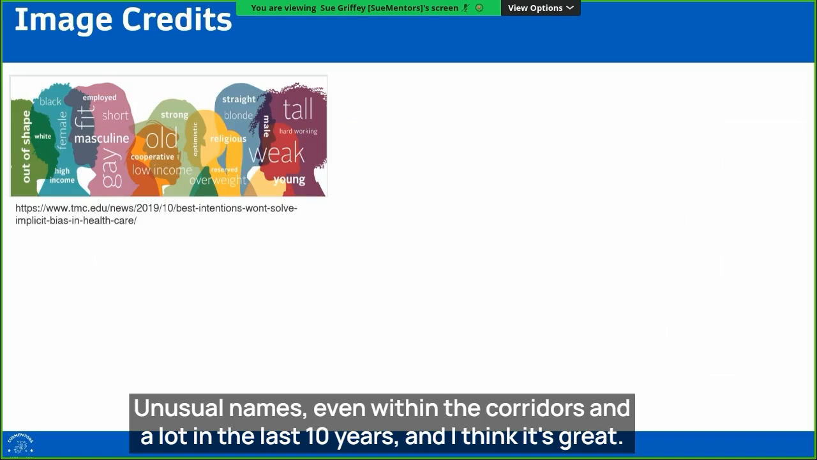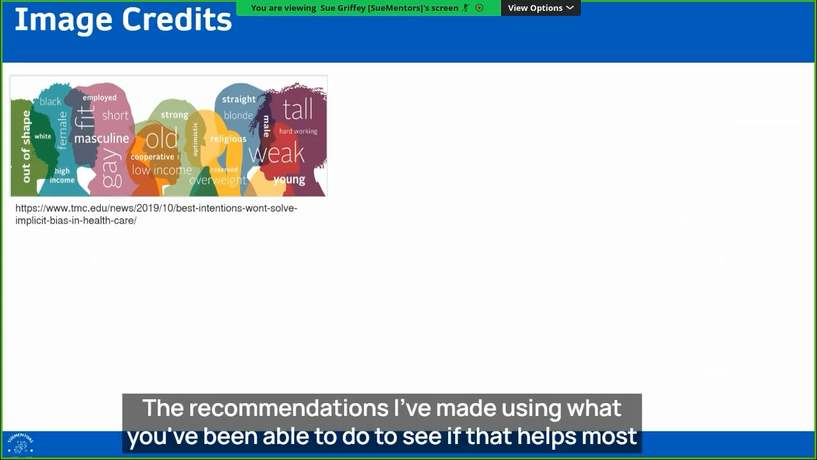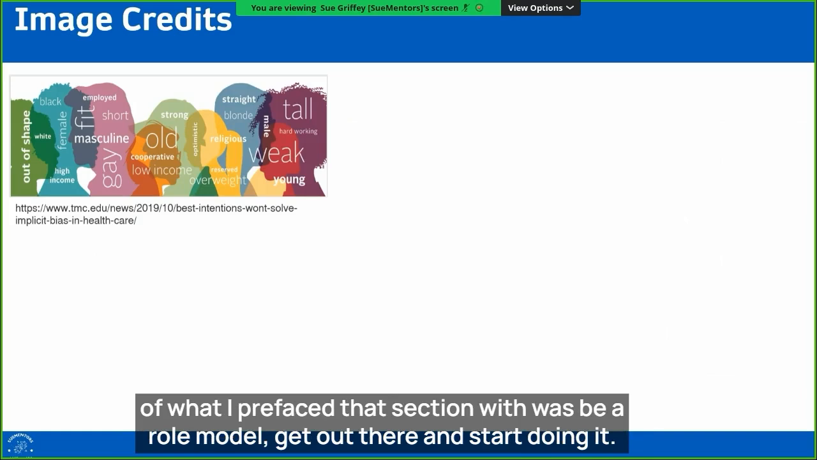And I think it's great. I would consider yourself, Sujata, on the vanguard of this, of using it, as uncomfortable as you are about the recommendations I've made, using what you've been able to do to see if that helps. Most of what I preface that section with was be a role model. Get out there and start doing it.